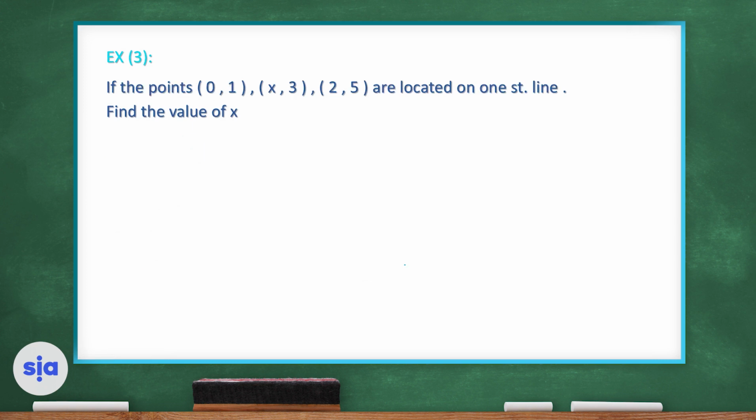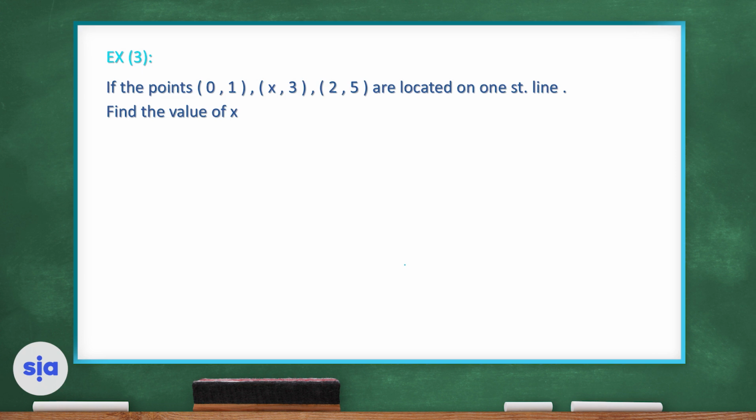Example number 3: if the points (0, 1), (x, 3), (2, 5) are located on one straight line, then find the value of x. If some points are said to be together on the same line, or collinear, then if you get the slope of any line connecting any of the points, all the slopes are going to be equal because they are the slopes of the same line.